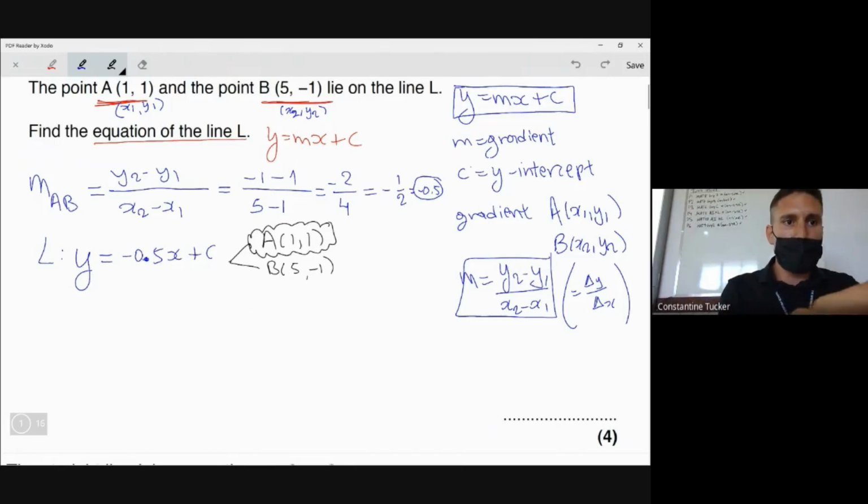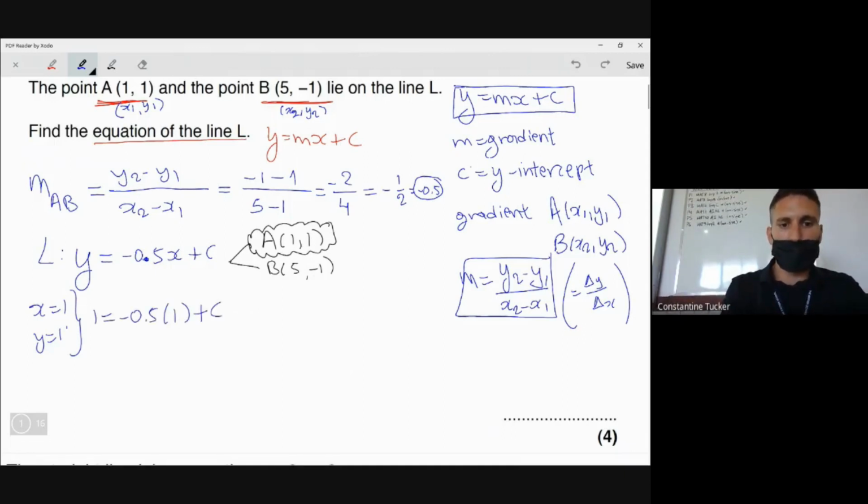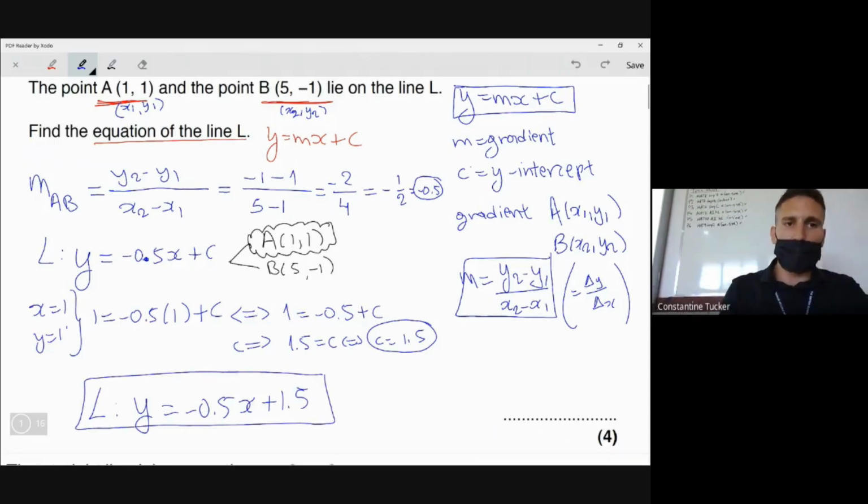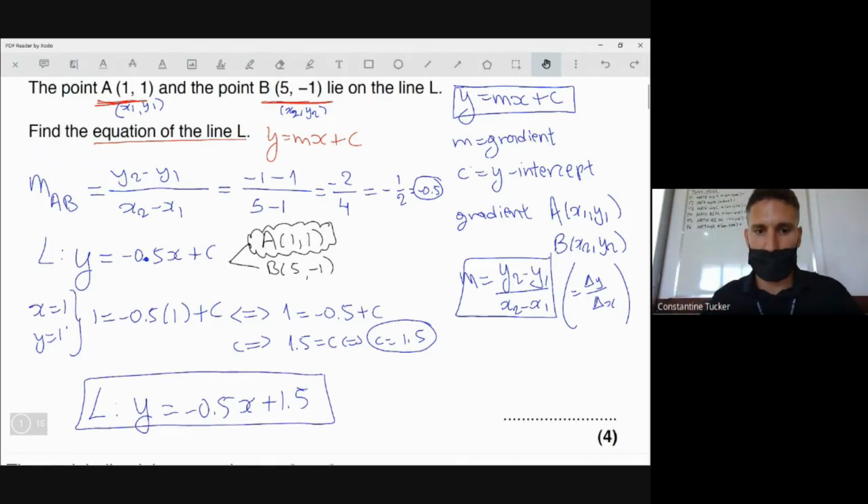Okay, so here let's go ahead and replace x with 1, y with 1 as well. So let's see what that gives us. If we do that, we get 1 = -0.5 × 1 + c, which gives us, well, 1 = -0.5 + c. And then if we move the -0.5 to the other side, you get 1.5 = c, or c is equal to 1.5. So that is amazing news because we are ready to give the final answer. y is going to be equal to -0.5x + 1.5. So that would be the final answer as to what the equation of the line is.